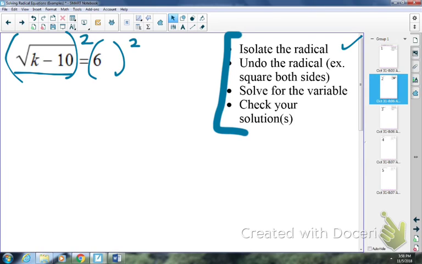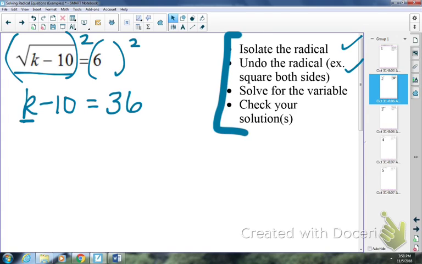So again, when we square a square root, it undoes itself. So we're left with k minus 10 equals 6 squared, which is 36. So again, we took care of step number 2, we undid the radical. Step number 3, we need to solve for the variable. So we need to get k on a side by itself.